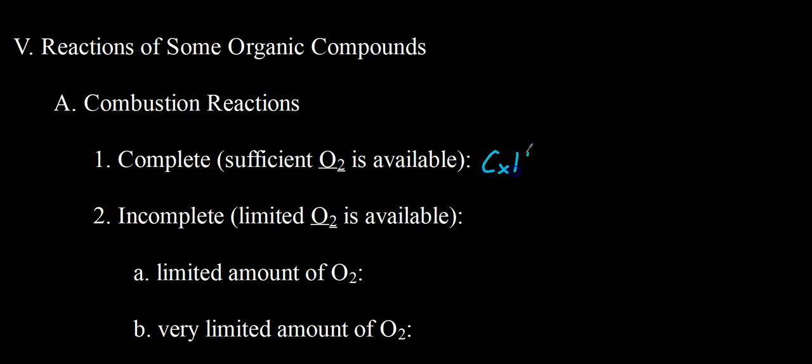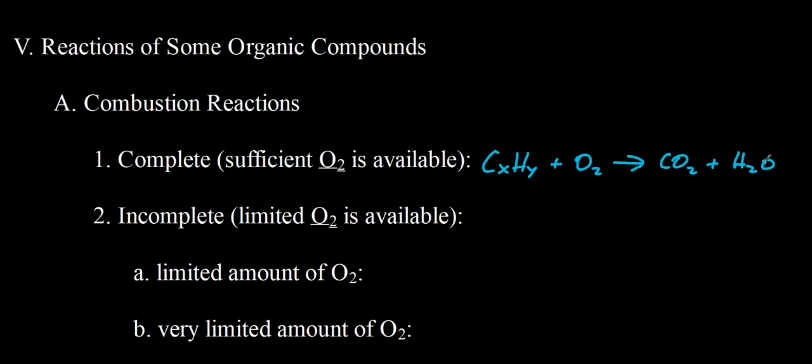So if we have, I'll just write the hydrocarbon as CxHy. Could be methane, could be ethane, propane, could be an alcohol, all kinds of different things. So if it reacts with lots of oxygen, then we make carbon dioxide along with water. So again, the carbon is completely oxidized to carbon dioxide.